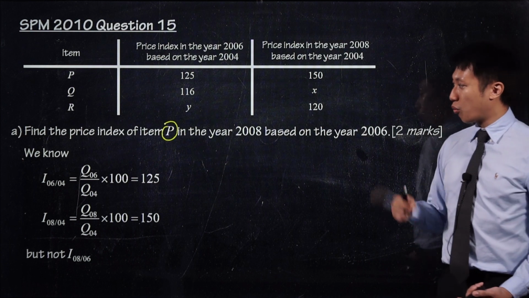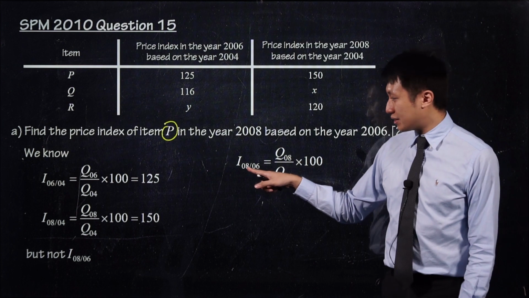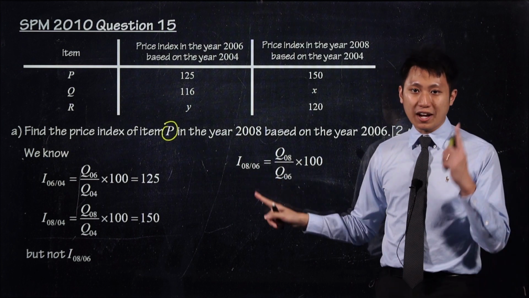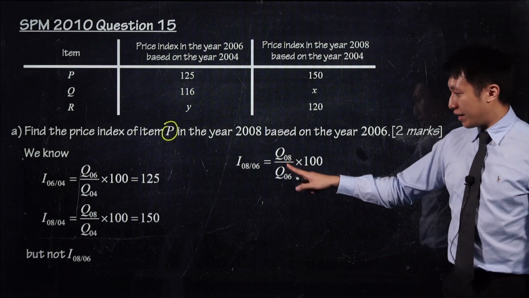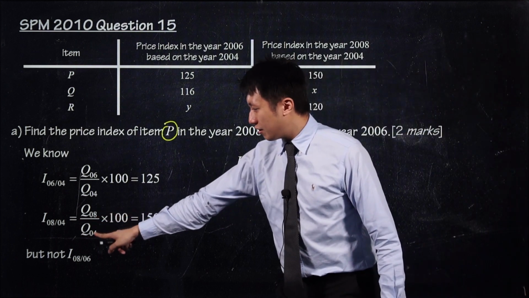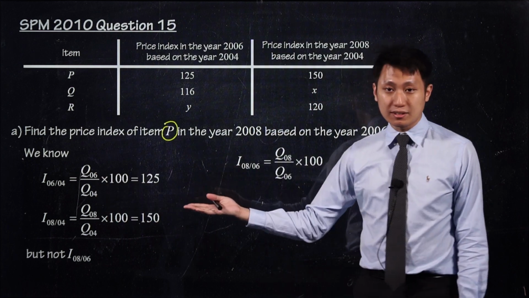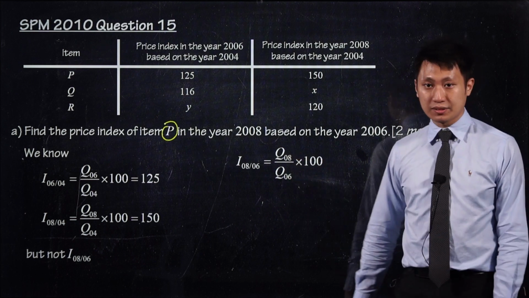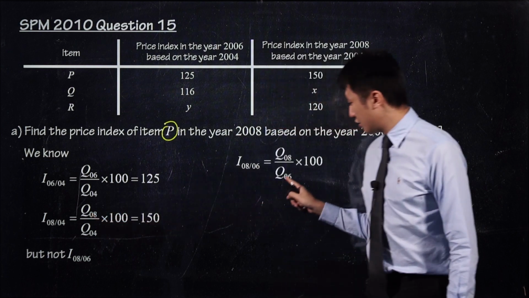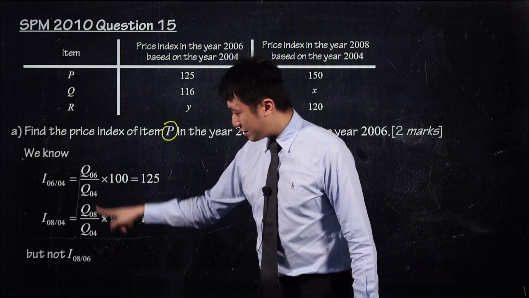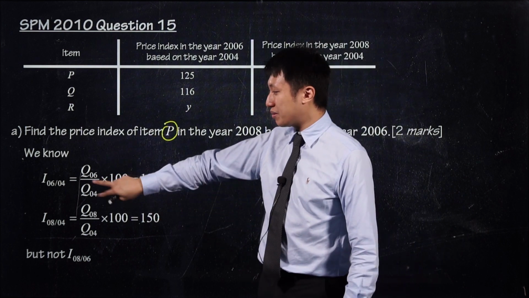Okay, so now what we want to know is the price index of 08 and 06. So we write down the formula first and see whether we can get this. I0806 comes from I0804 and I0604. How do we switch so that we can cancel them off and get 08, 06? Q08 has to be on top, so this is on top. Q06 has to be below. Where is Q06? There's only here. So we want to flip it below. So we flip it upside down.